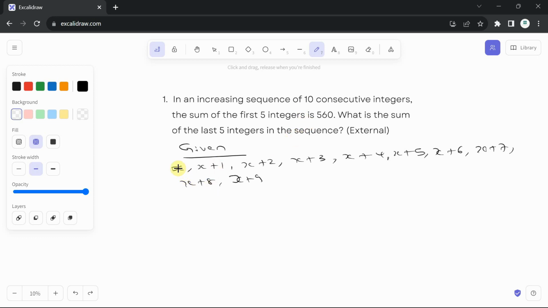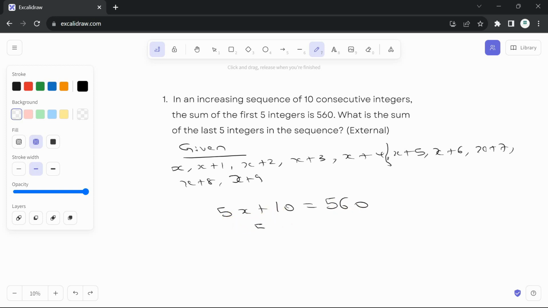We're told that the first 5, that would be from x to x plus 4, if I add them, the sum would be 560. So that would be x plus x plus x plus x plus x, that would be 5x, plus 1 plus 2 is 3, 3 plus 3 is 6, 6 plus 4 is 10. So 5x plus 10 is equal to 560. This is what we are told, right? So we can find x already.